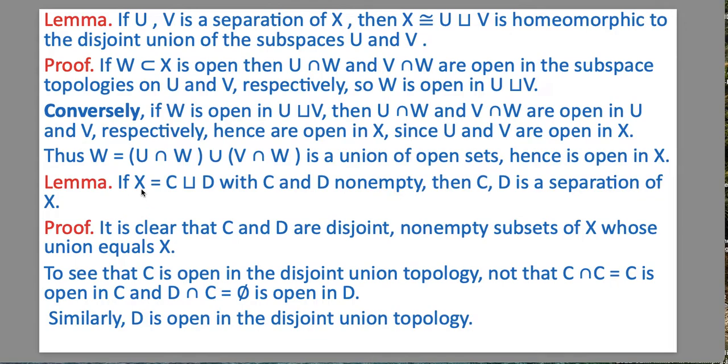We have one more lemma. If X is equal to C union D with C and D non-empty, then C, D is a separation of X. It is clear that C and D are disjoint, non-empty subsets of X whose union is equal to X. To see that C is open in the disjoint union topology, note that C intersection C is equal to C, which is open in C, and D intersection C is equal to phi, which is open in D. Similarly, D is open in the disjoint union topology.